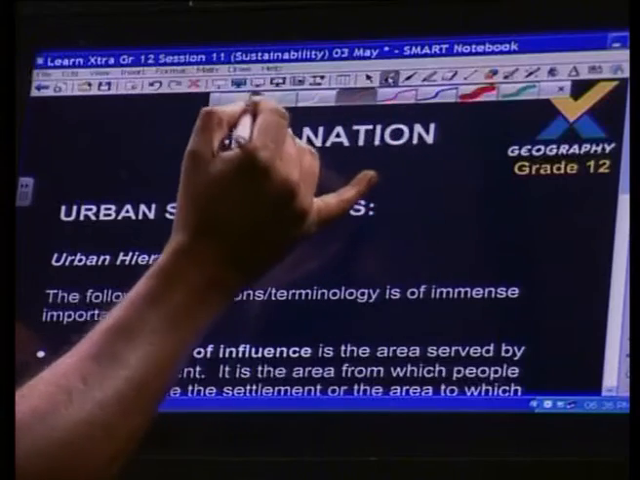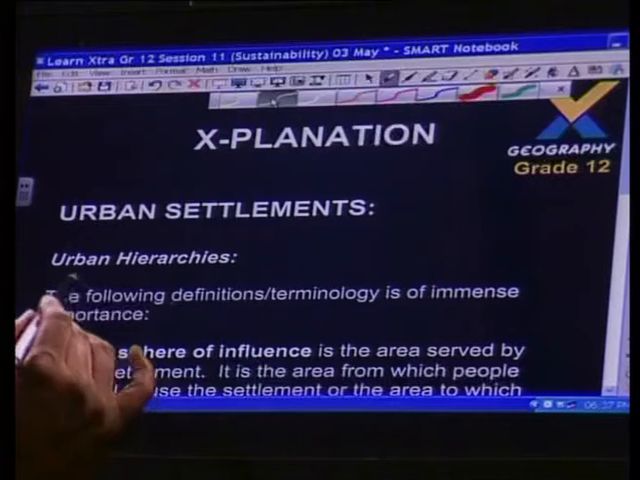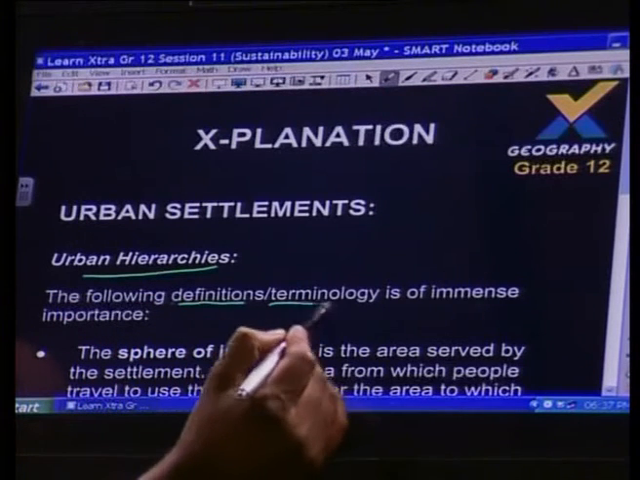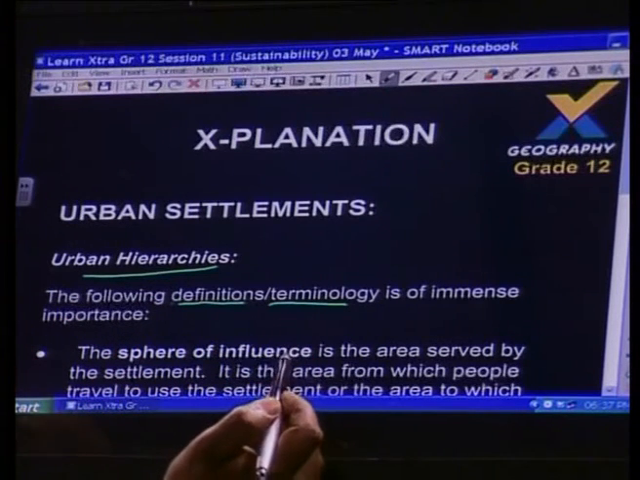There are key concepts which you need to understand in order to better understand the urban hierarchy. Remember, when it comes to definitions and terminologies, what is of immense importance is your ability to extract keywords from each definition. Let's look closely at the definitions associated with urban hierarchies.